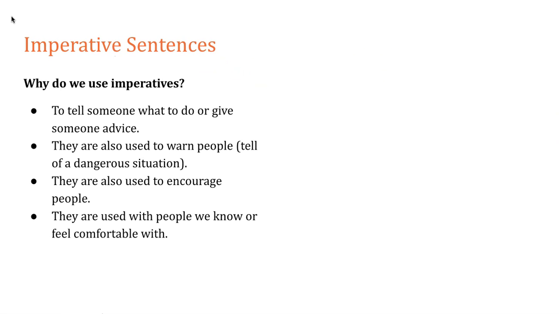Why do we use imperatives? Imperative sentences are to tell someone what to do or to give someone advice. They are also used to warn people. Warn means to tell them of a dangerous situation. They're also used to encourage people. Encourage means to tell them, good job, continue to do that.